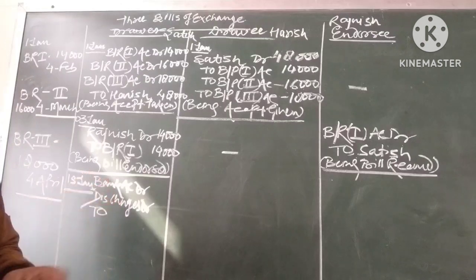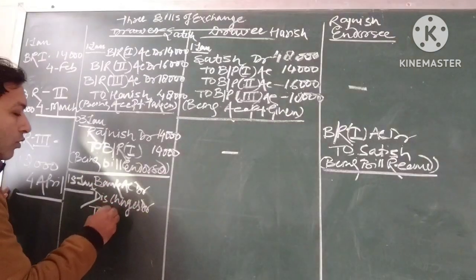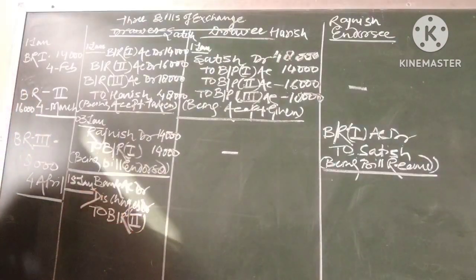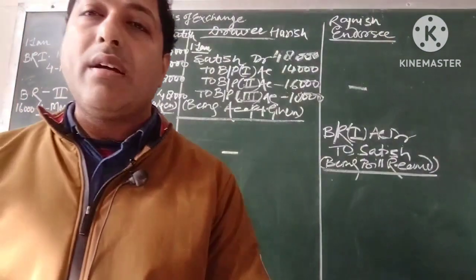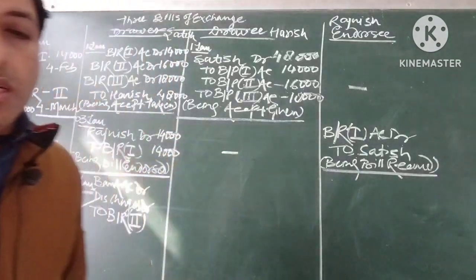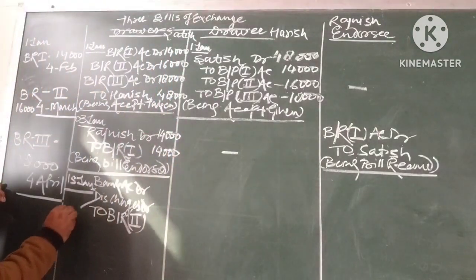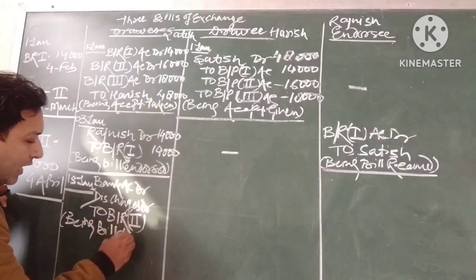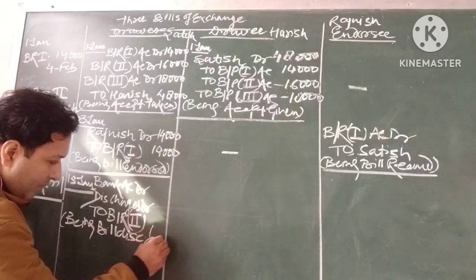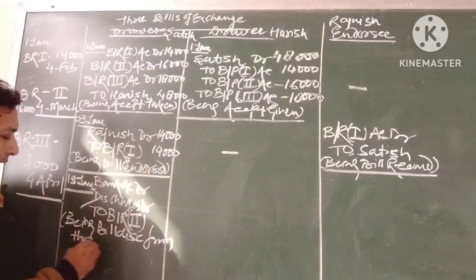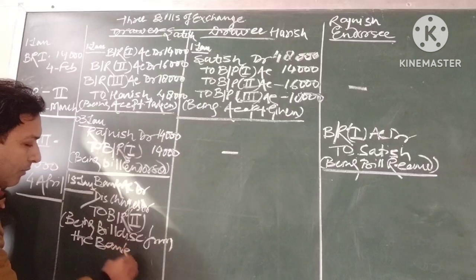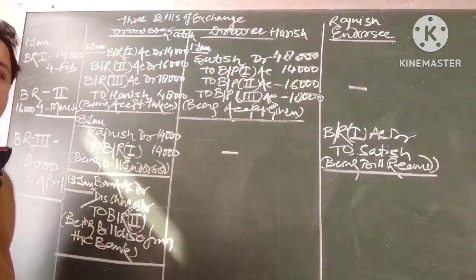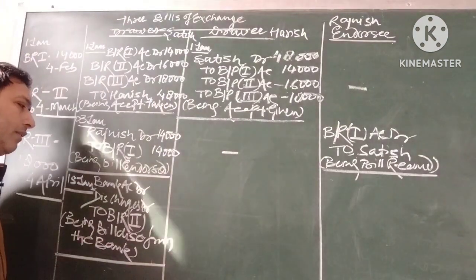So being bill discounted, you have to write: bill number second being bill discounted from the bank. Is it clear? See here, you have to write being bill discounted from the bank. So you have to write here what?